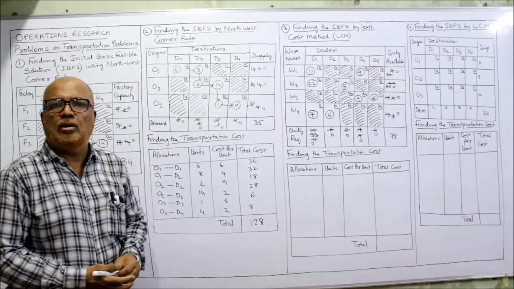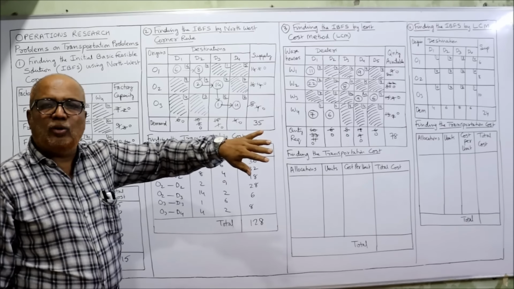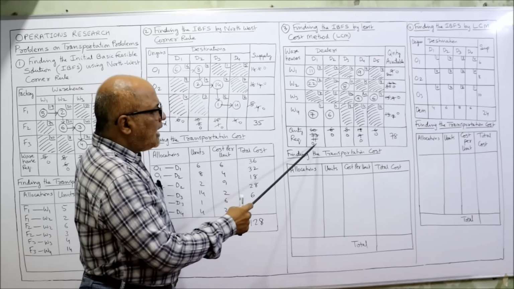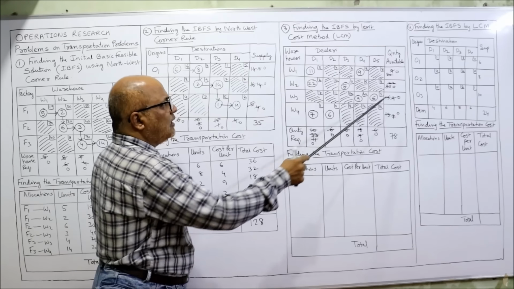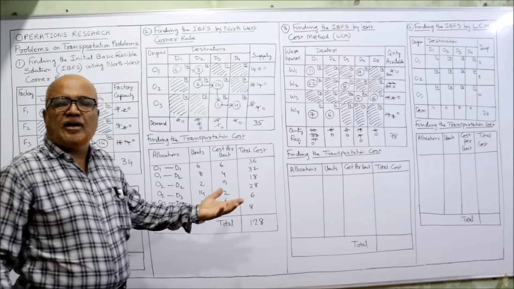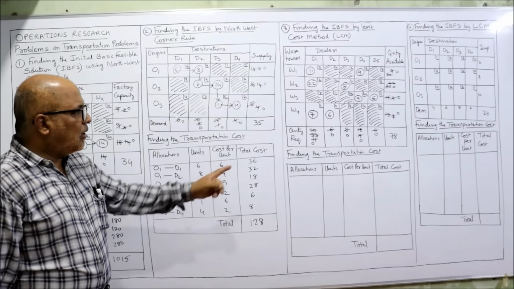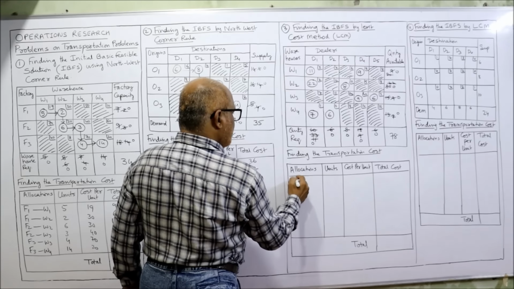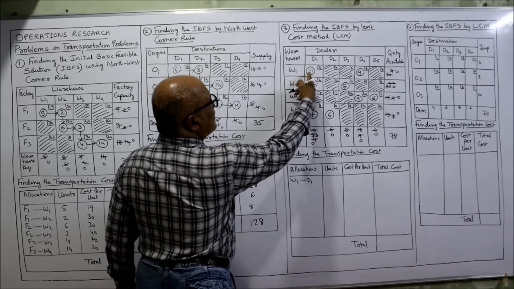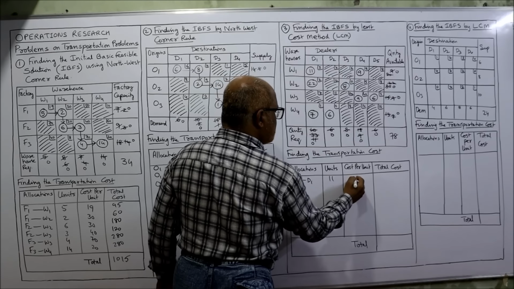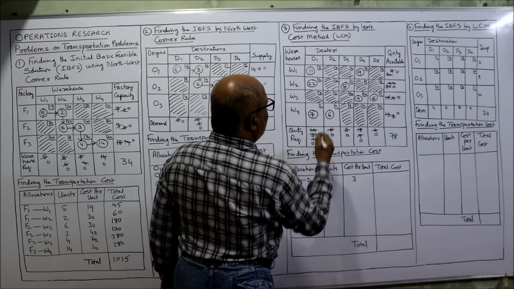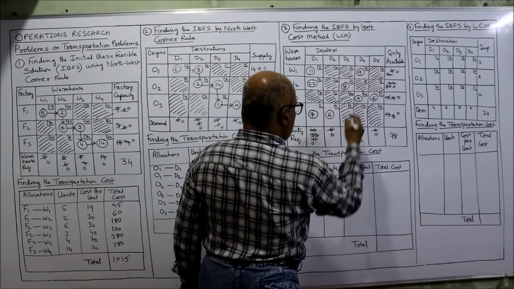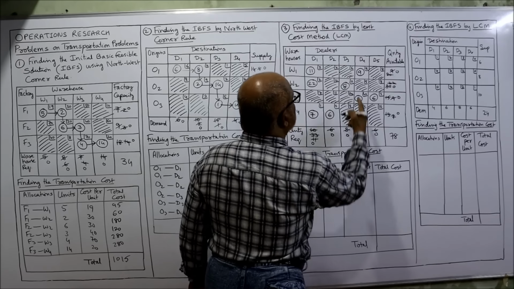That's all. All the cells are either occupied or blocked. And you can see all has become zeros. The row total and column total, everything has become 0. Correctly we have allocated. Now the allocation units. First one W1 to D1. How many units? 11 units, 3 rupees. Then W1 to D4, 9 units, 8 rupees.